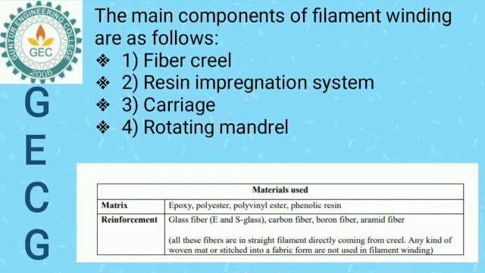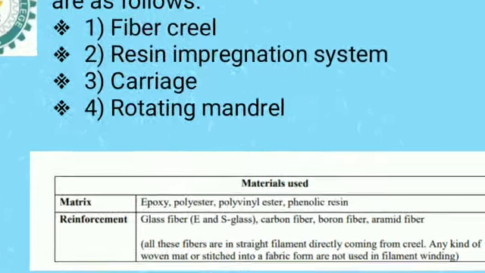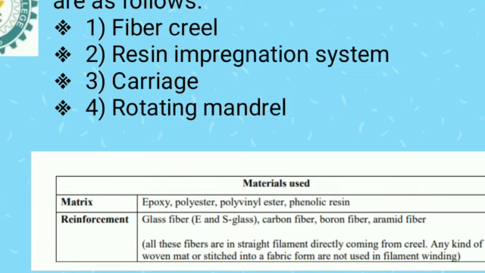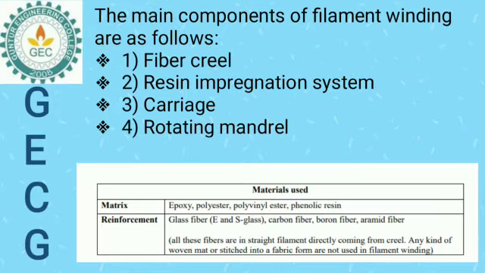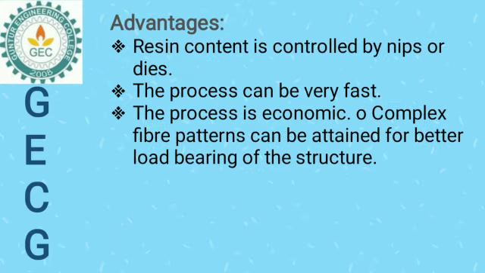Next, what matrix materials are used in the filament winding method? Epoxy, polyester, polyvinyl ester. These are the main important matrix materials. Next, reinforcement. What are the reinforcement materials? Fiberglass, carbon fiber, boron fiber, aramid fiber. These are the important reinforcement materials for the filament winding method.